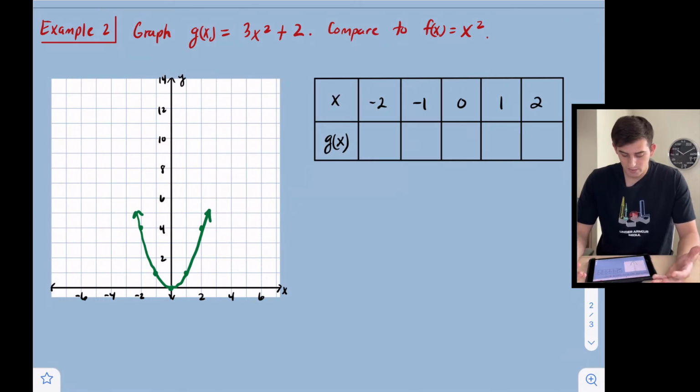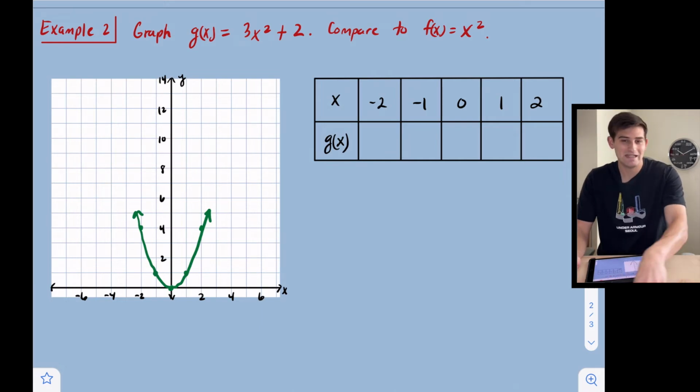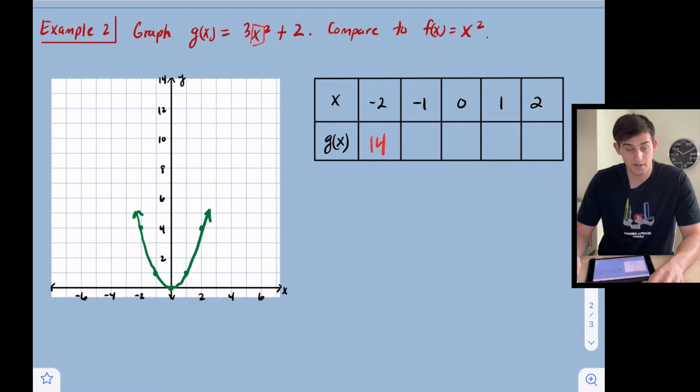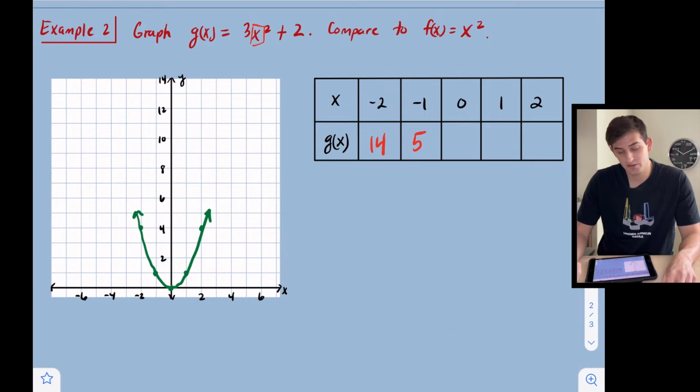Okay, so we're going to use our table of values, -2 to 2. We're going to plug these values in for x. We're going to square it, multiply by 3, and add 2. Okay, so -2, plug in right here. -2 squared is 4. 4 times 3 is 12. 12 plus 2 is 14. -1 squared is 1. 1 times 3 is 3. 3 plus 2 would be 5. 0 squared is 0, 0 times 3 is 0, but then we get 0 plus 2, which is 2.